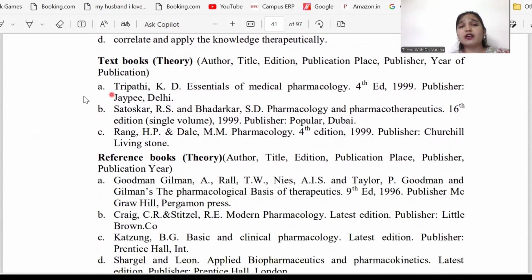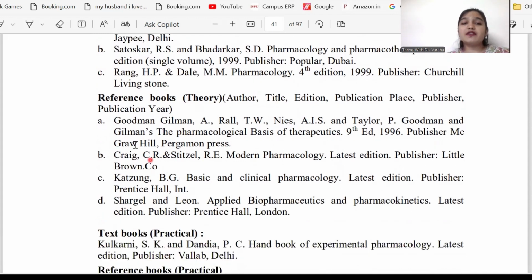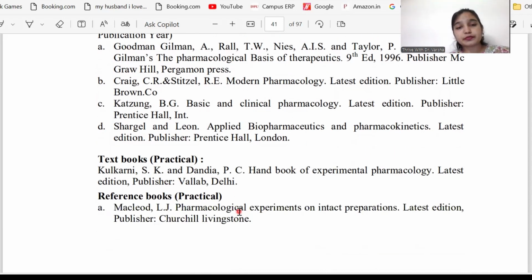As a textbook you should refer to the gold standard book, that is KD Tripathi. That's the best book. You will get everything, no need to go anywhere. But still, if you want to refer, then the C option, that is Rang and Dale. You can refer to that. And as a reference, you can refer to Goodman and Gilman. That's a really good book.